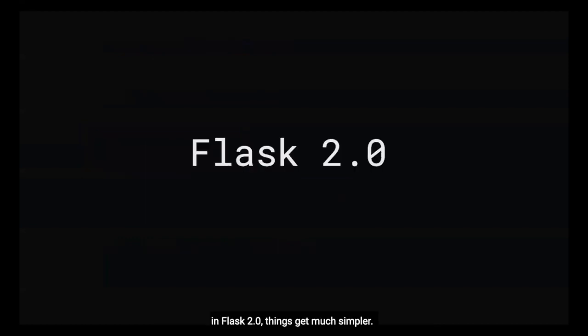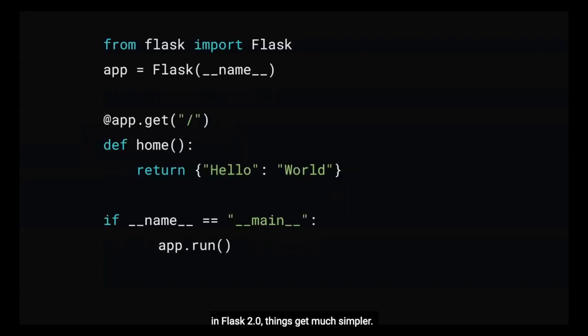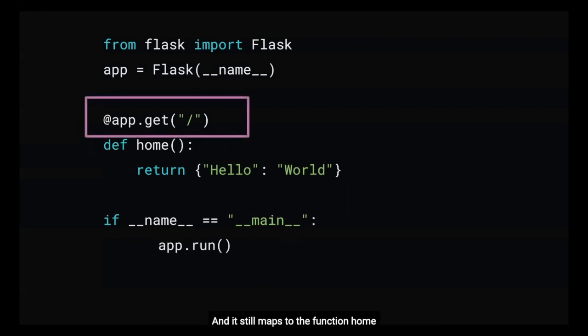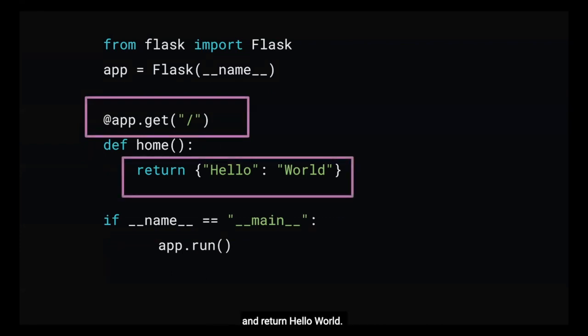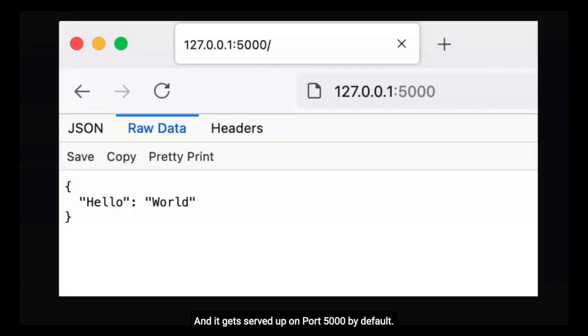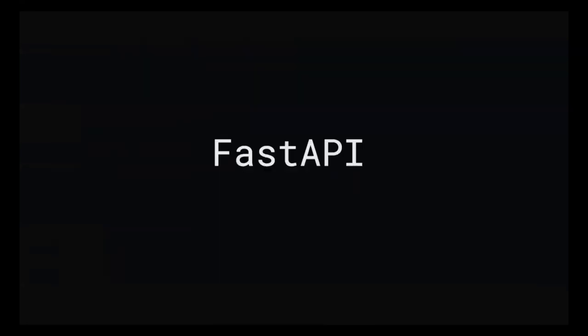In Flask 2.0, things get much simpler. Route decorators were added for common HTTP methods like GET, and it still maps to the function home and returns Hello World. And it gets served up on port 5000 by default, but you can change the port if you'd like. Flask 2.0 is very similar to FastAPI with a simple GET route, although FastAPI was the first to incorporate mapping the route to each HTTP method.